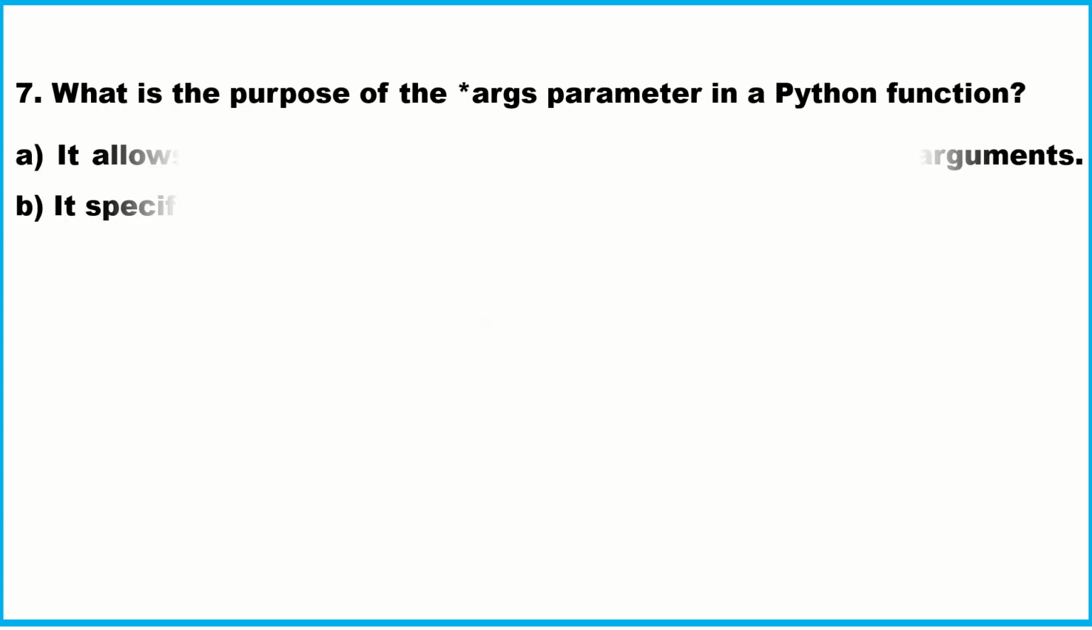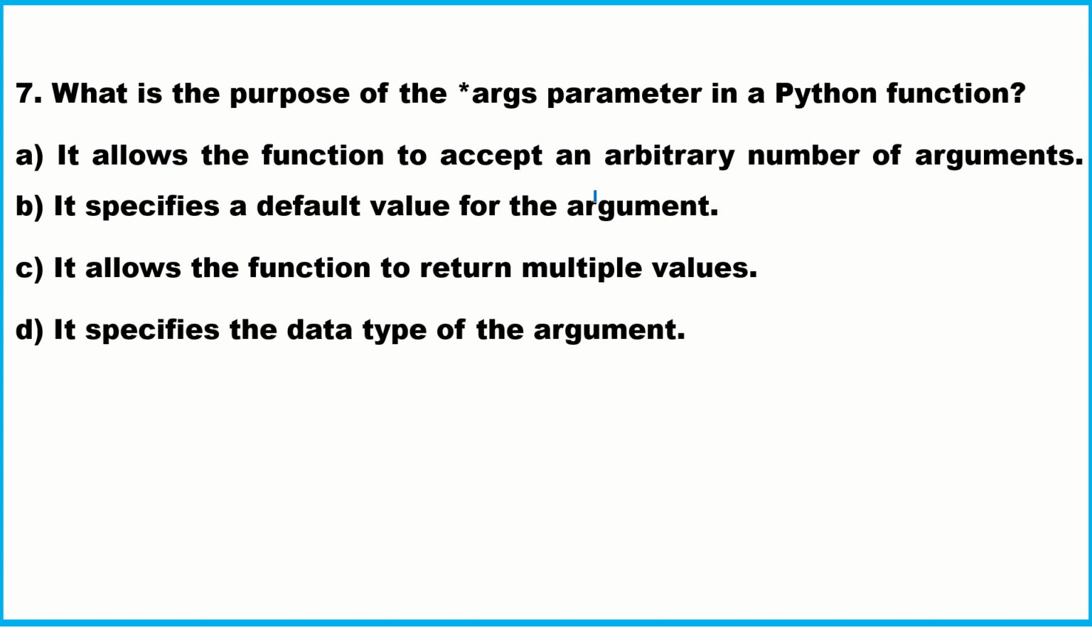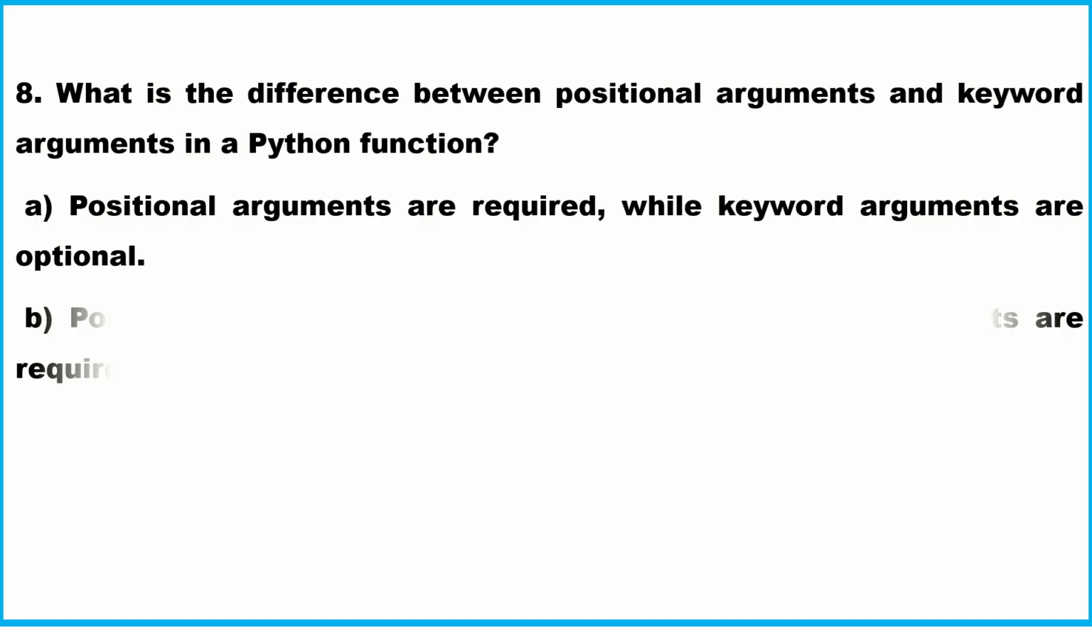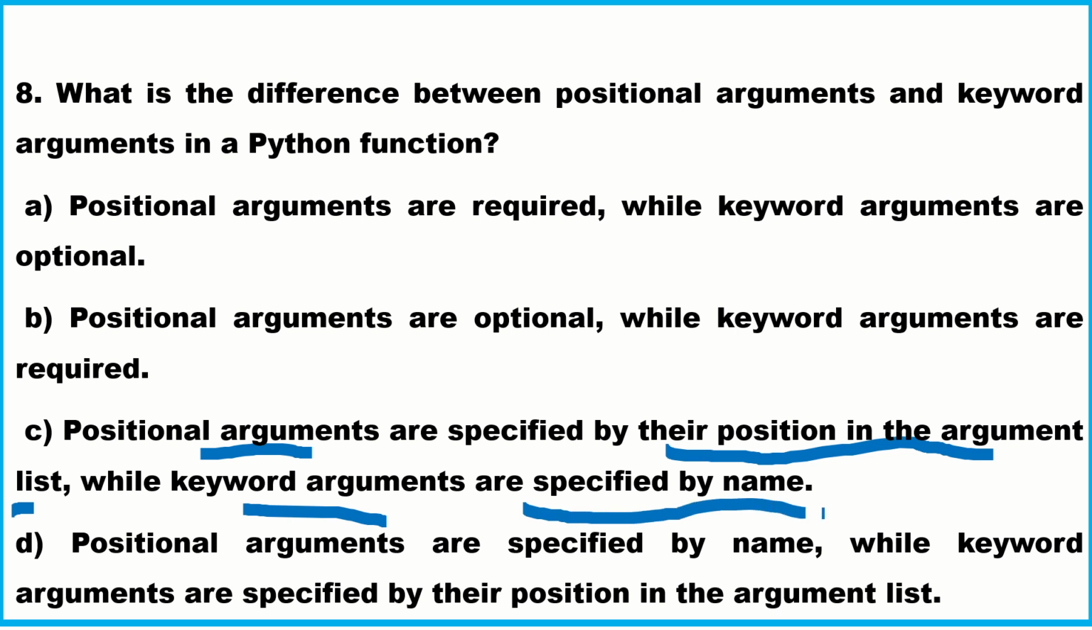Next one. What is the purpose of star args parameter in a Python function? It allows the function to accept an arbitrary number of arguments. Option A. What is the difference between positional argument and keyword argument in Python function? Positional arguments are specified by the position in the argument list, whereas keyword arguments are specified by name.